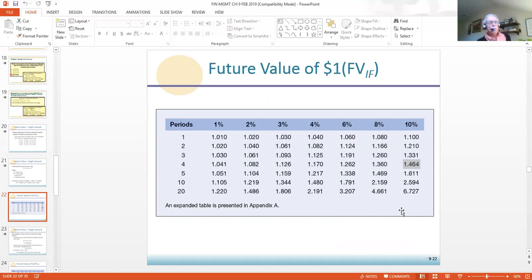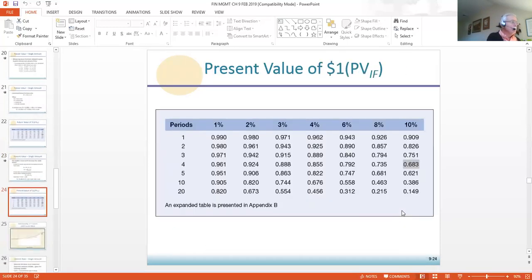So if I gave you a principal amount of $1,000 and expected you to grow that money at 10% per year for a 4-year time period, you could take that $1,000 and multiply it by this factor, 1.464, and arrive at your answer, which would be $1,464. So these are the details of the tables inside Excel as you might seek to solve for a future value amount.